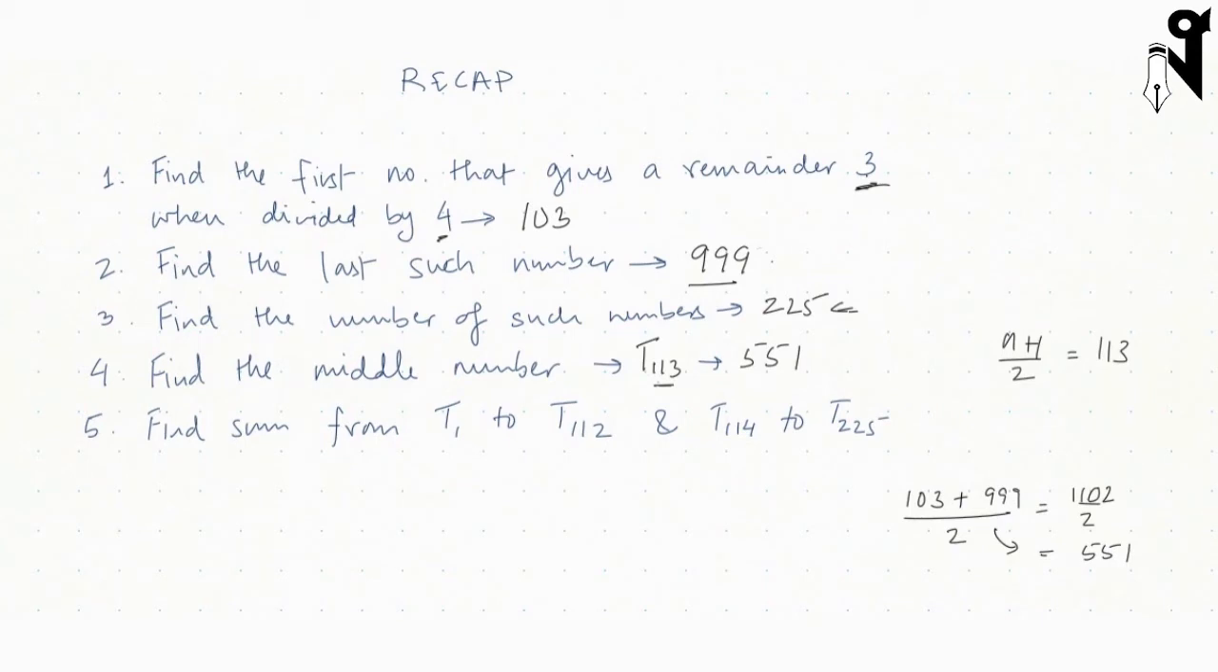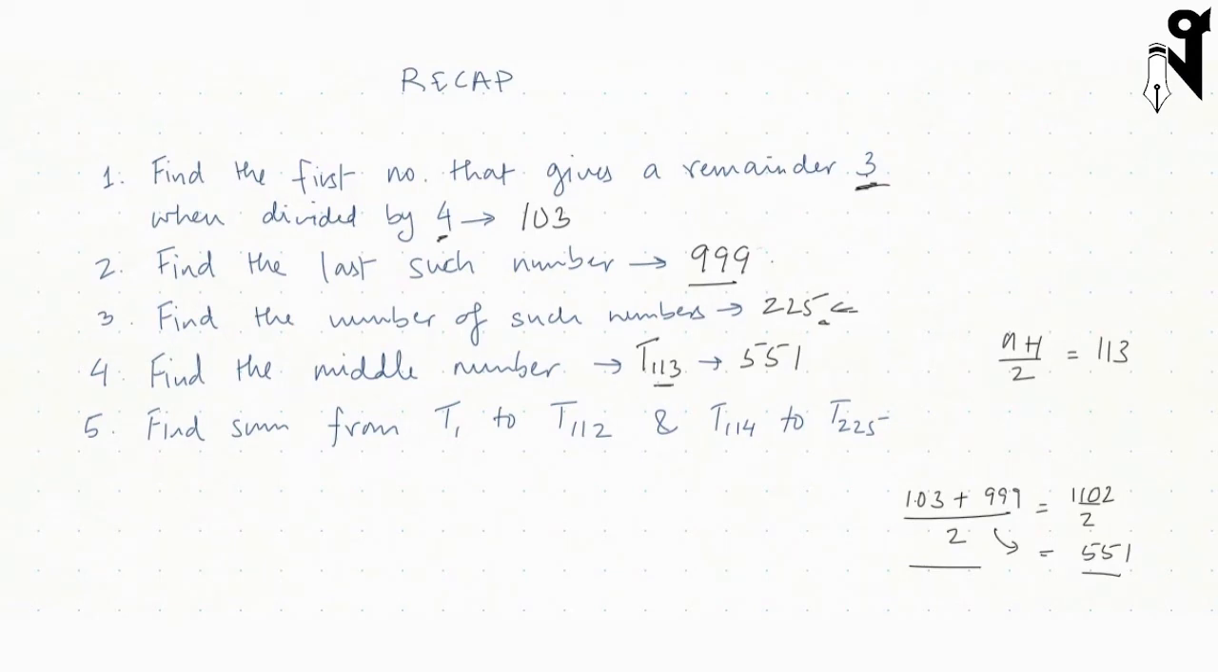If the number of numbers, instead of 225, was say 226, then I cannot directly get one middlemost number. So this works for the case when n is odd. If the number of numbers is odd, I can just take the average of the first and last to get the middlemost number, in this case the 113th number, which was 551. So this is one interesting pointer.